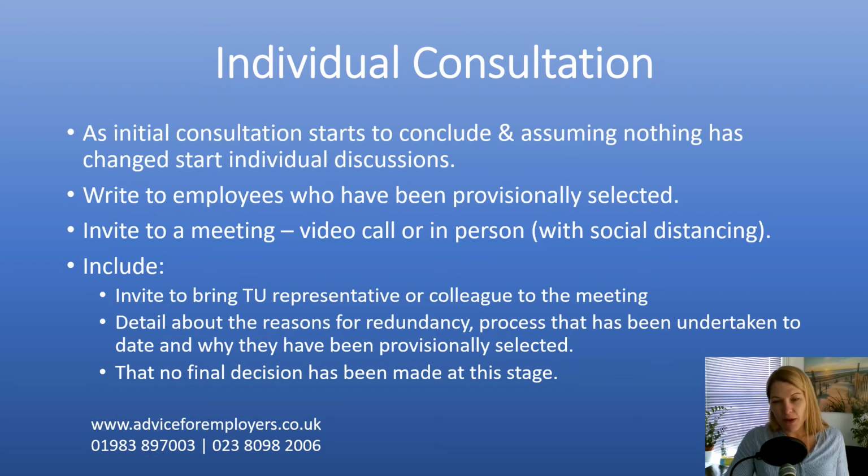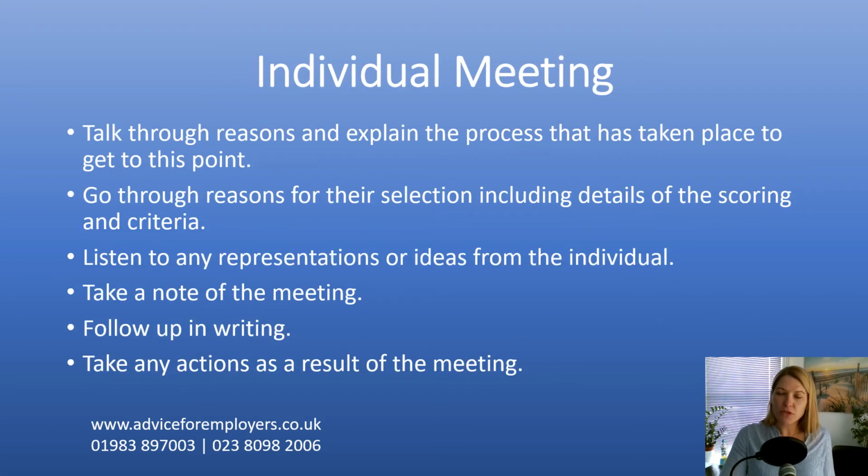You need to give them full details about the redundancy, the process, and the fact that they have been provisionally selected and how, and then tell them at this stage that no final decision has been made. You're yet to make a final decision, and this is just part of the process. It's a time to talk through the reasons with them, listen to what they have to say, take any notes from the meeting of what they say, and then follow up with them in writing. So take any actions. For example, if the employee challenges some of the selection criteria or scoring at that stage, you might want to go back to whoever scored it and review the reasons and the details that have been provided.